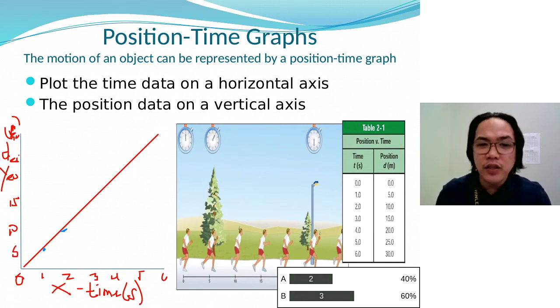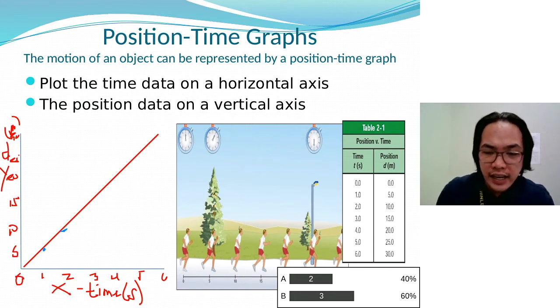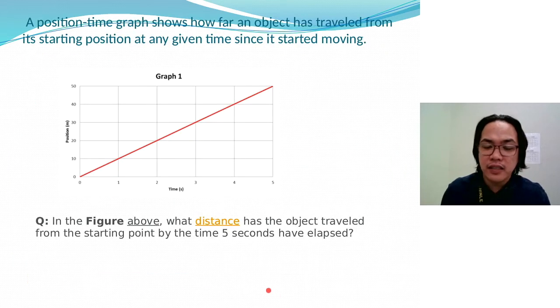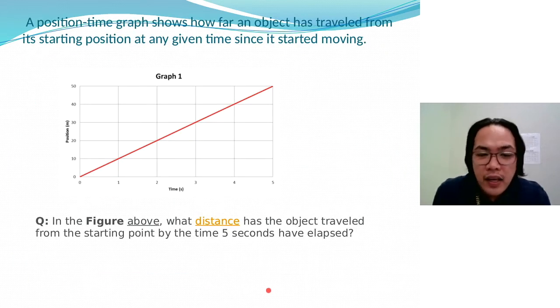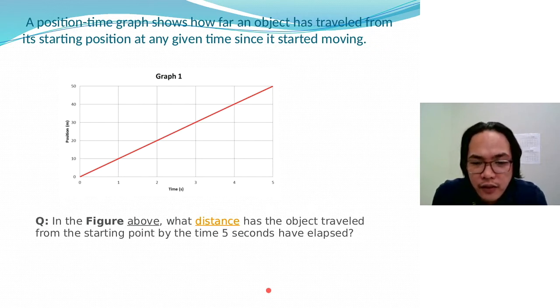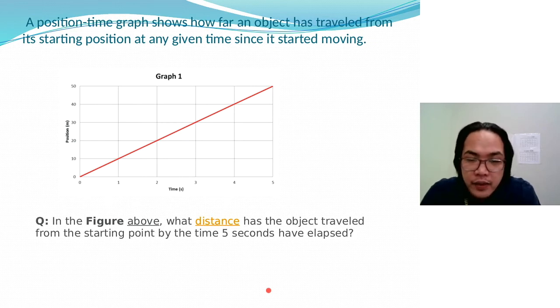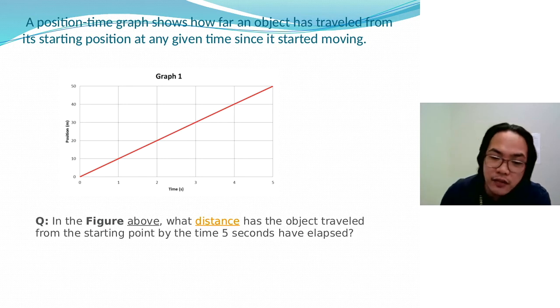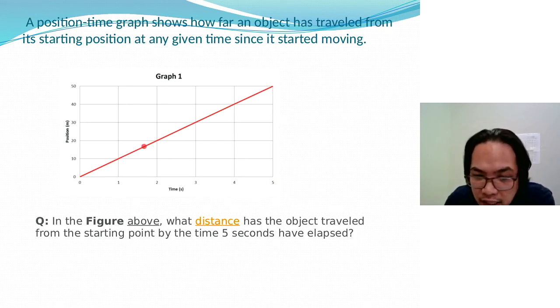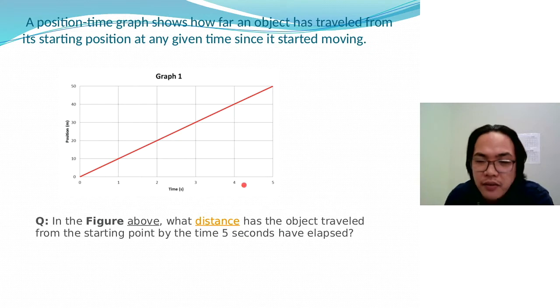Now, aside from that, it is also very important for us to read, analyze and interpret what the graph is showing us. For example, a position time graph shows how far an object has traveled from its starting position at any given time since it started moving. So for graph number 1, the question: in the figure above, what distance has the object traveled from the starting point by the time 5 seconds have elapsed? So you should be able to know how to read the information that you have on your graph. It is 50 meters. 50 meters in 5 seconds, 40 meters in 4 seconds, 30 meters in 3 seconds, 20 in 2 seconds, and 10 in 1 second. Okay?